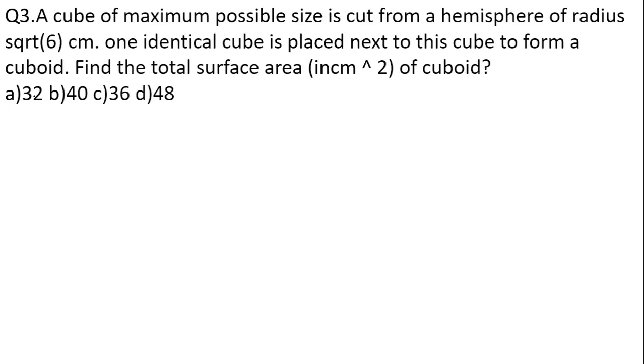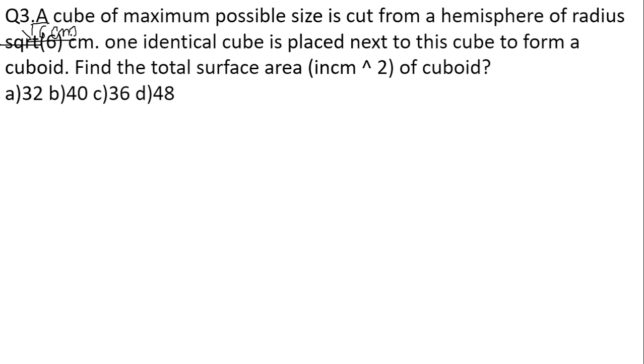A cube of maximum possible size is cut from a hemisphere of radius square root of 6. This is radius square root of 6, okay, please note it as square root of 6 centimeter. One identical cube is placed next to this cube to form a cuboid. Find the total surface area of the cuboid, they have asked us.